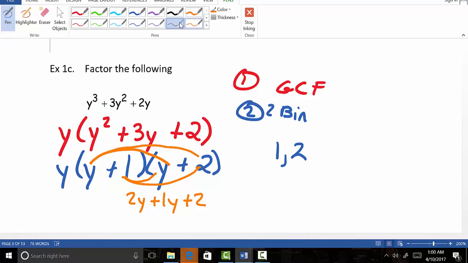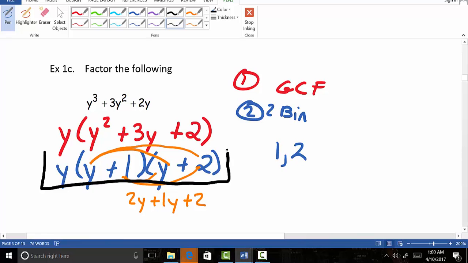And as a result, this then is our fully factored form: y times (y plus 1) times (y plus 2). Again, though, that is example 1C from our 4.3, 4.4 set of notes.